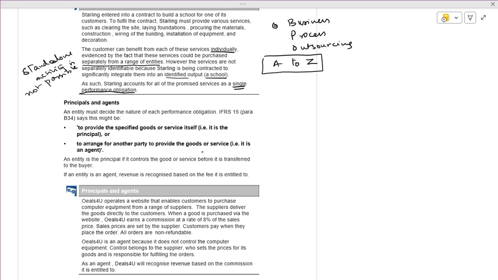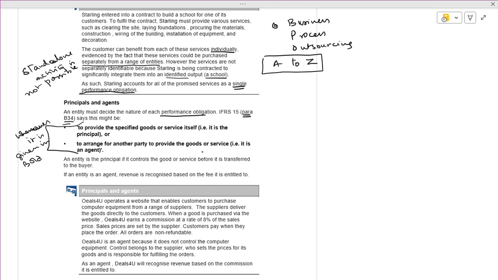Principals or agents. See what happens. An entity must decide the nature of each performance. We don't need to remember these, but keep them in mind. Very important. This is what I will suggest: wherever it is given in bold, I will put it, and you have to revise it, either at the time of revision or before going to the exam.